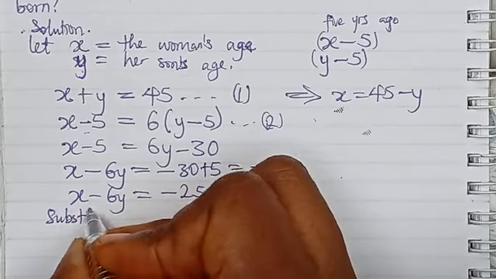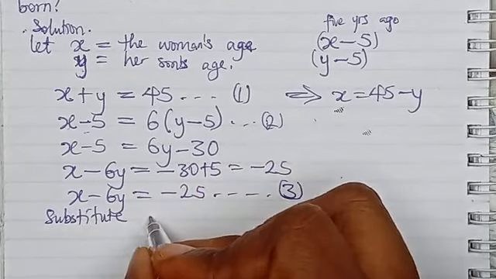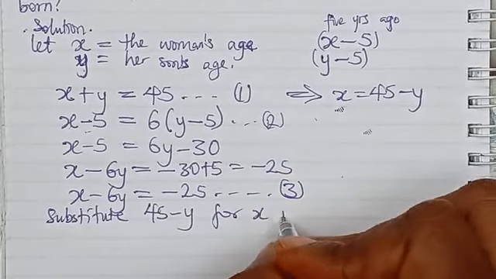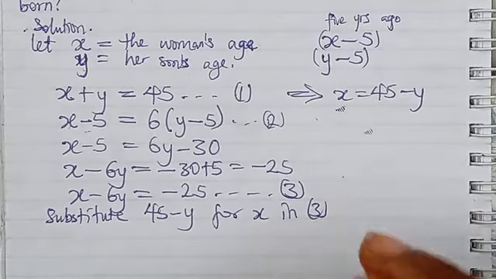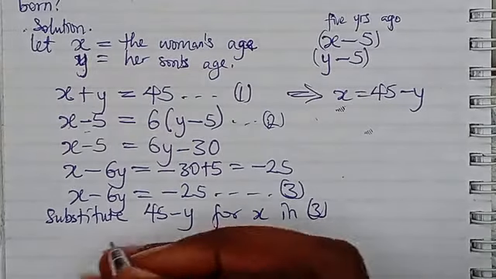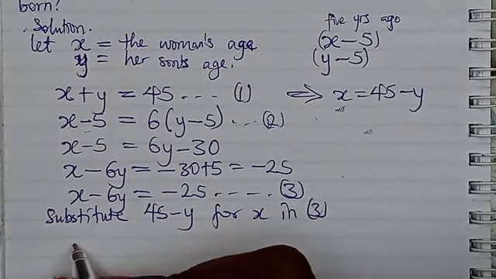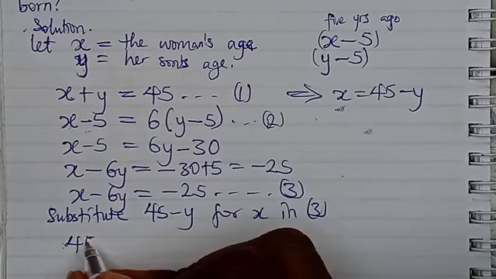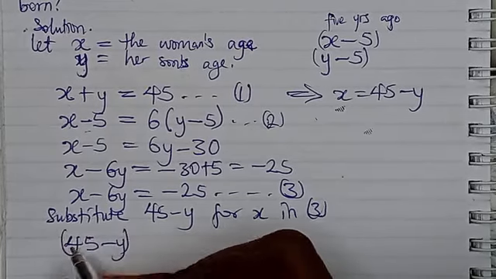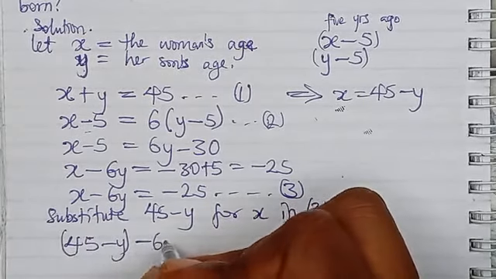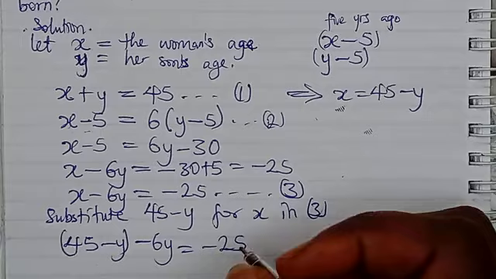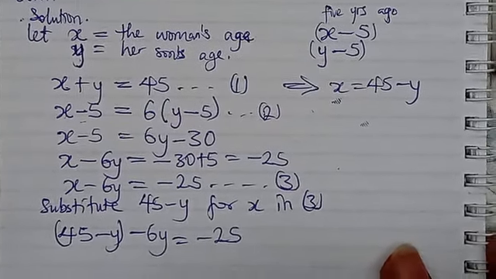Substitute 45 minus y for x in equation 3. We now have that wherever we see x, instead of having x, we're going to have 45 minus y. Remember, it is minus 6y is equal to minus 25. We open up brackets.